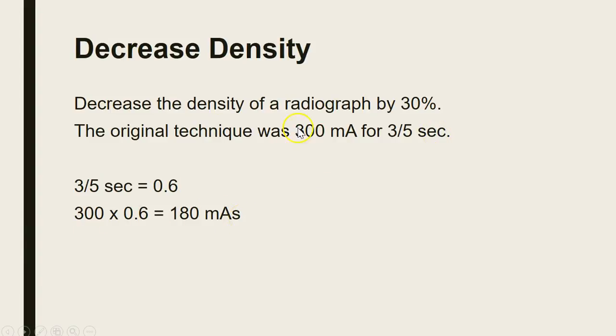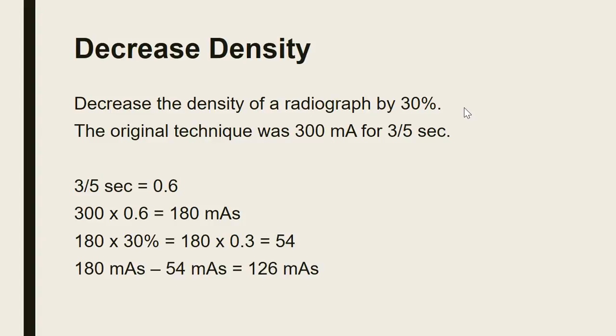Now go back to the original question. Decrease the density by 30%. 180 mass times 30% is 54. What are we going to do with that mass? We decrease. So 180 minus 54 mass, your answer is 126 mass.